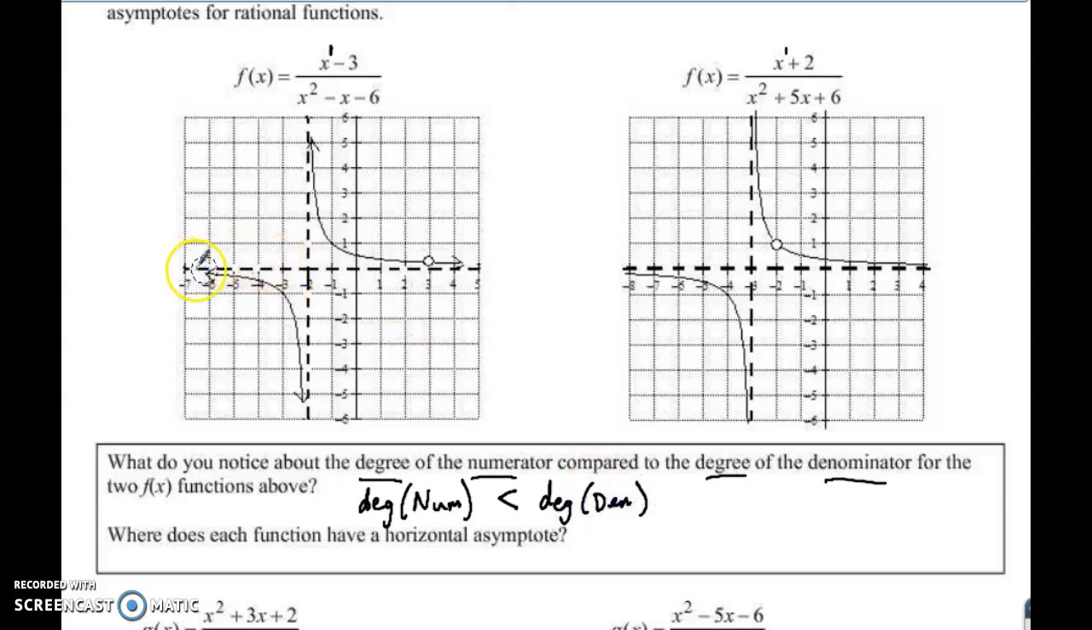What do you notice about the horizontal asymptote? Well, for both of these, they have the line y equals 0. Y equals 0.